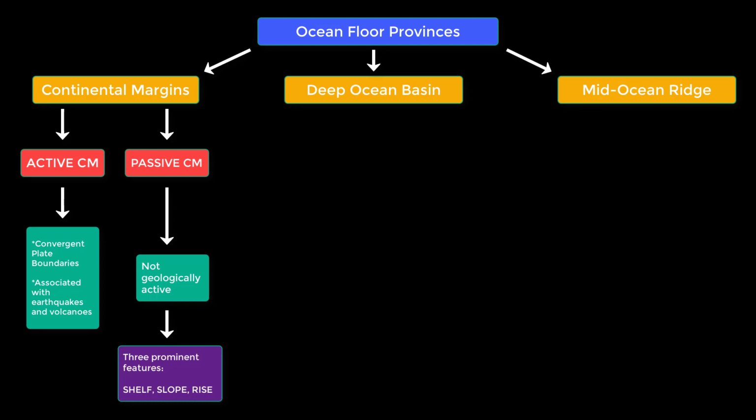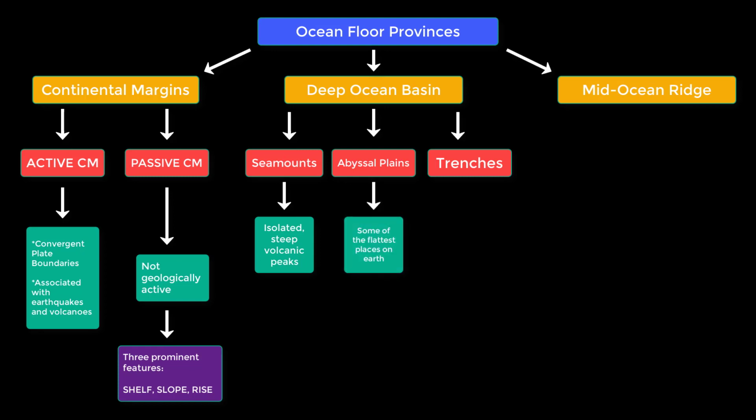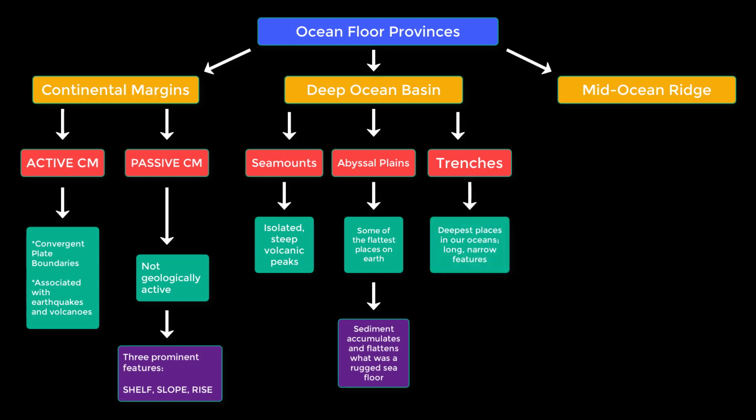Now let me shift your attention to the deep ocean basin. The three features that we've discussed regarding the deep ocean basin are seamounts, abyssal plains, and deep ocean trenches. Seamounts are isolated volcanic peaks, and they are associated with both hotspots and divergent plate boundaries. The abyssal plains are some of the flattest places on planet Earth, and they are places where sediment accumulates and flattens out an otherwise rugged ocean floor. The third feature of deep ocean basins that we discussed were deep ocean trenches. These are the deepest locations in our oceans. They are sites of plate convergence, and they are very long, narrow features.